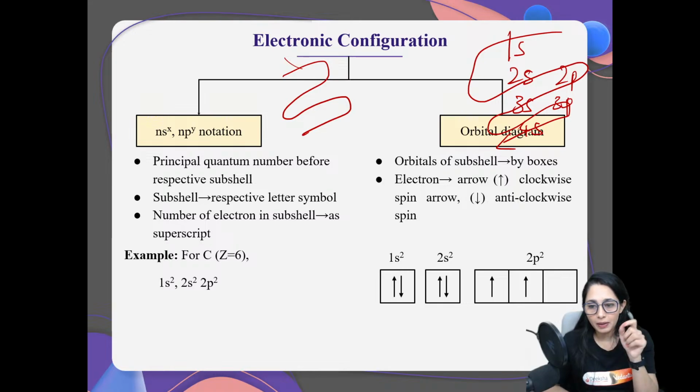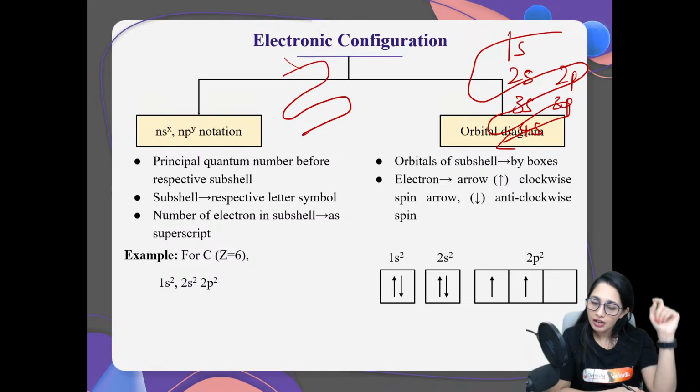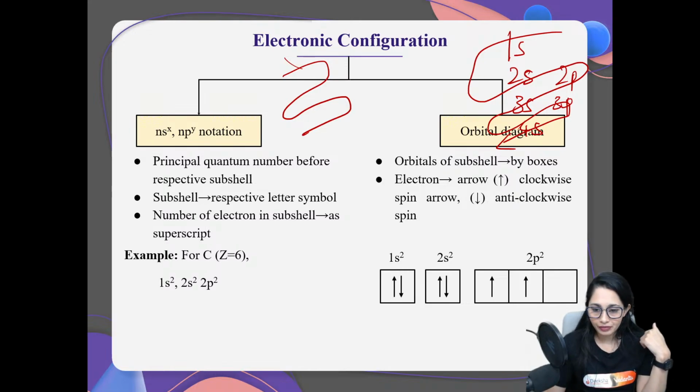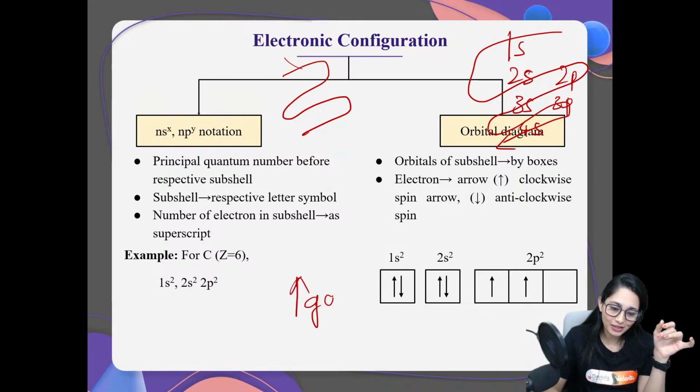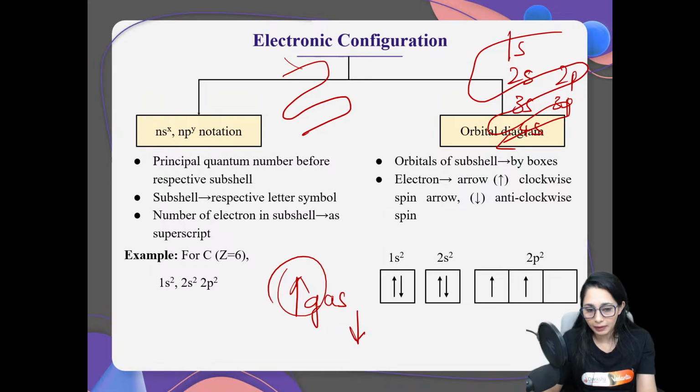And orbitals of subshell. So we'll use boxes, okay? So electron with clockwise spin will make use of the upward arrow. For anti-clockwise, we'll make use of the downward arrow. Okay, so in chemical equations, what does it mean? It means that gas is evolved. Okay, it means that precipitate is formed, but not in case of physical chemistry. In physical chemistry, while we are writing electronic configuration, these have different meaning. Upward arrow means clockwise spin, downward arrow anti-clockwise.